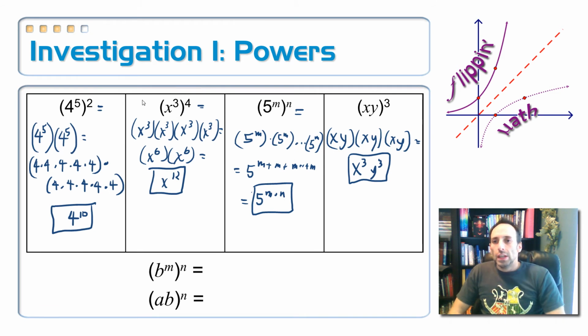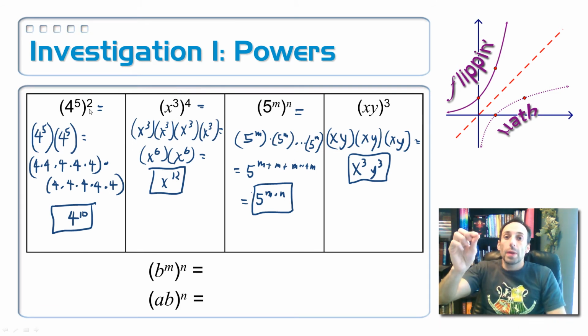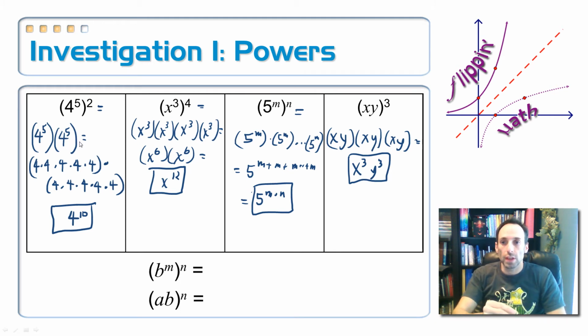In the first one, 4 to the 5th power squared means 4 to the 5th times 4 to the 5th. I have 2 factors of that. And each one of those in the parentheses is 4 times 4 times 4 times 4. It's 5 factors of each one of those. If you add up all those factors, it's 4 to the 10th. Look at the original problem. What could I have done in order to get the same answer? 5 times 2 is 10. I could have just multiplied my powers, right?